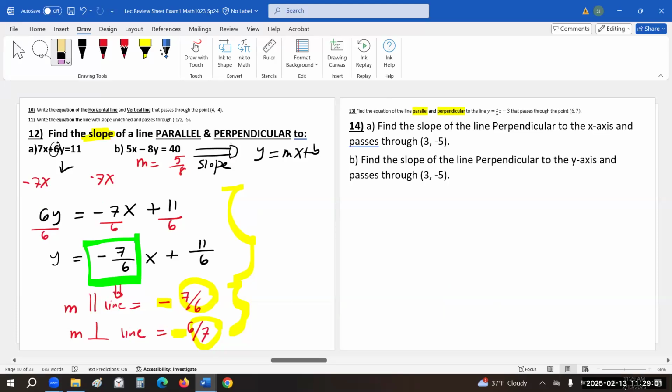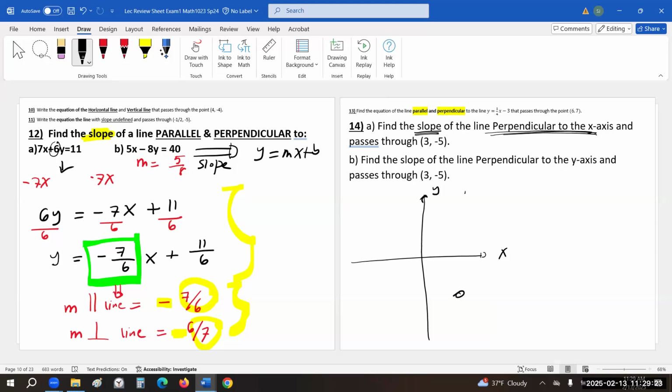Now this, you don't need any math. All you have to do is draw your x and y axis. The first one says, what is the slope of the line perpendicular to the x-axis? And it goes to the point 3, negative 5. So 3, negative 5 is somewhere here. This is 3 and this is negative 5. Now perpendicular to the x-axis. So this is our x-axis.